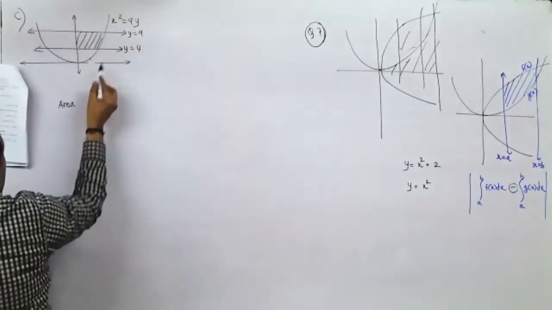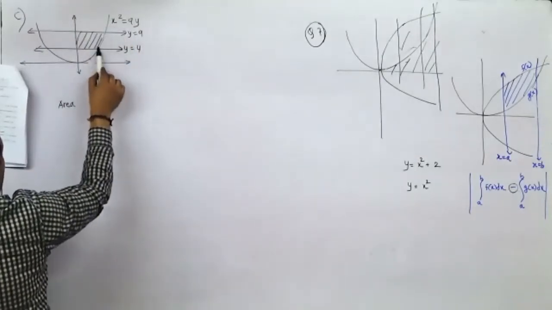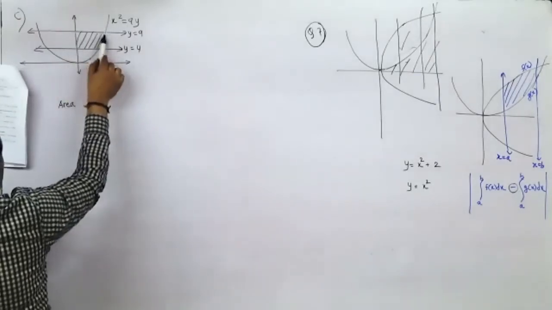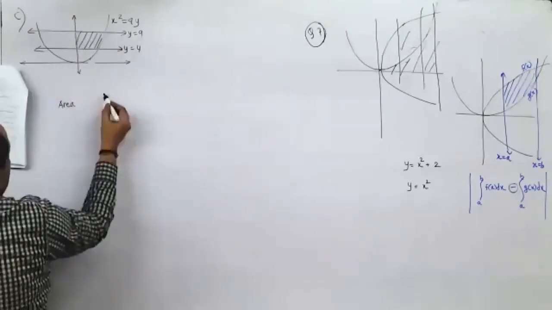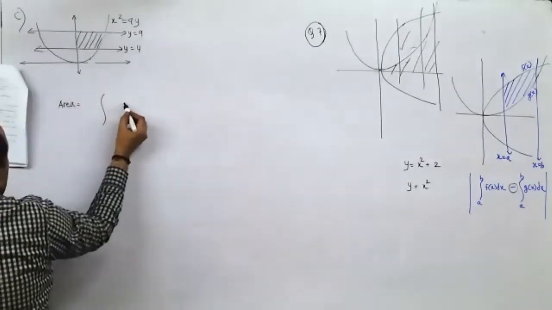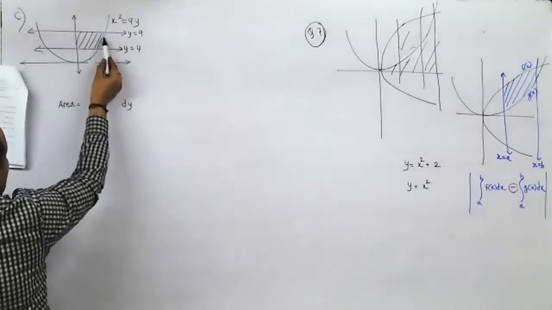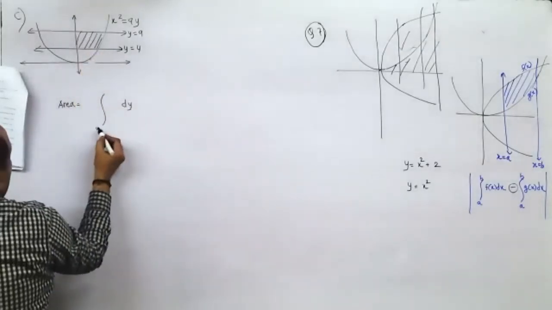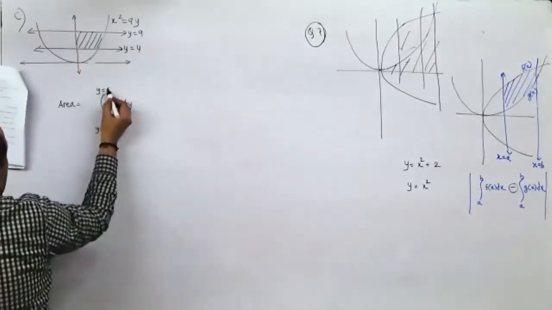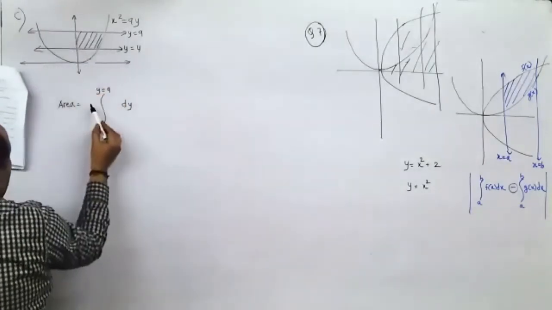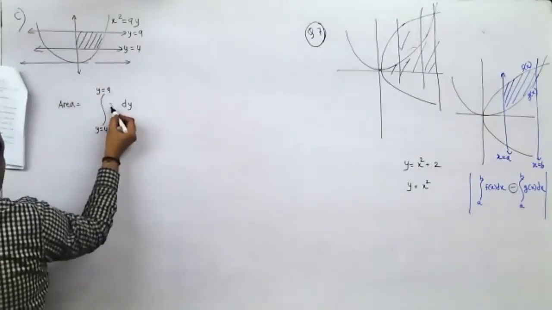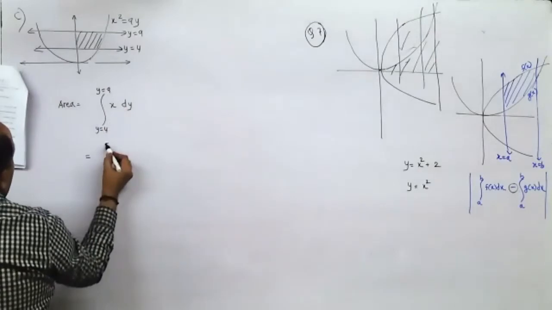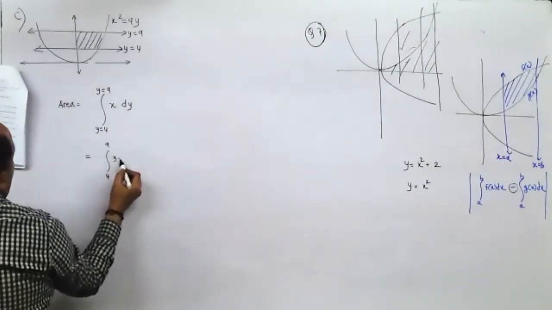First of all, you need the area between the curve and the y-axis. So we'll write here dy, because you need the area between the curve and the y-axis, and these are the two lines, y equal to 4 and y equal to 9. You need it only in the first quadrant, so you need not multiply it with any number. Then this is x dy. Now x square is 9y, so that means x would be 3 root y dy.